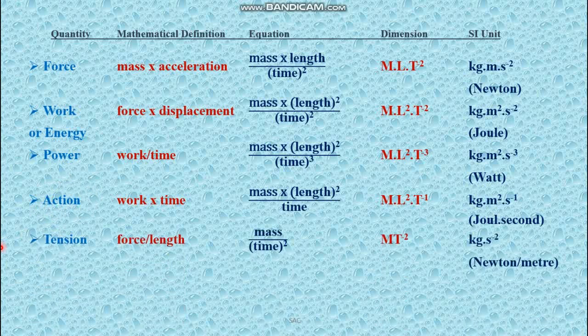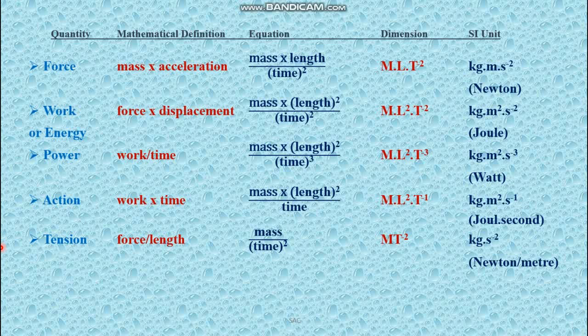Next is tension. Tension is force per length. Suppose you are pulling some rope or thread. The force applied in the perpendicular direction to the thread or the rope per unit length is tension. Suppose it is the surface of water, and you have put some thread on it. Then on that thread, in each perpendicular direction, there is some force acting on it, and this force per unit length is known as surface tension.